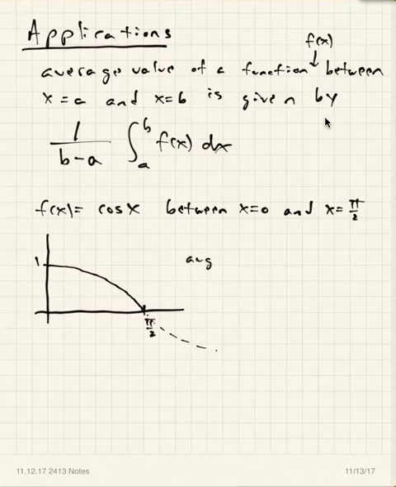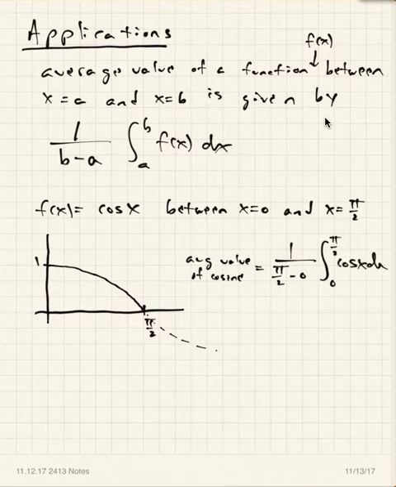The average value of the cosine would be equal to 1 over b minus a, so it'd be 1 over pi over 2 minus 0, times the integral from 0 to pi over 2 of cosine x dx. I don't need to write out the integral anymore, I just use the fundamental theorem. The antiderivative for cosine is sine, and we're going from 0 to pi over 2.